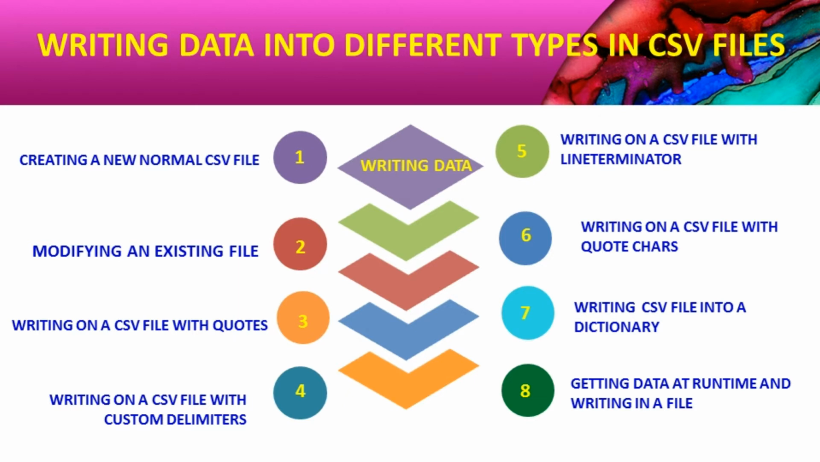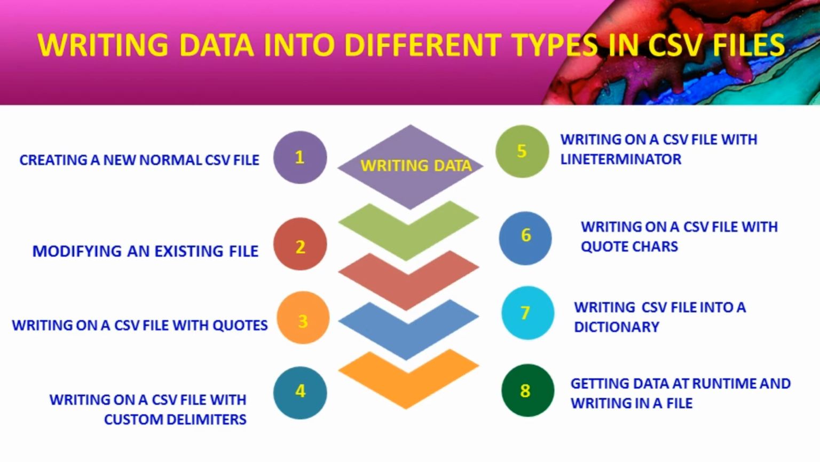There are different types of writing data in CSV files. First one is creating a new normal CSV file. We are going to create a new CSV file in Excel format. The second one is modifying an existing file, where we update the existing file data. The third one is writing on a CSV file with quotes, so the data is contained within double quotes.